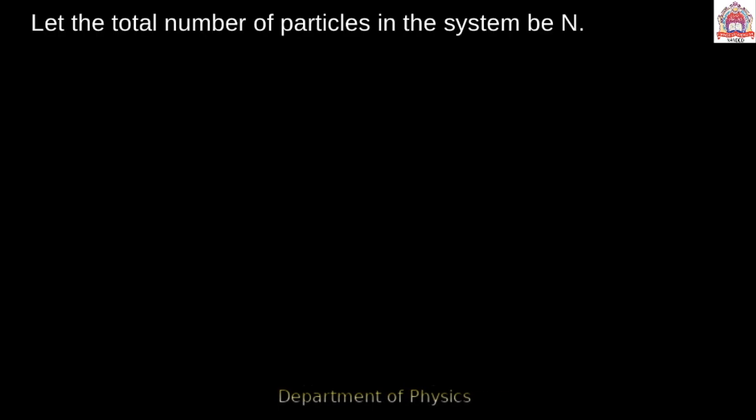To derive the B statistics and distribution law, let us consider a system having the total number of particles N in the system. These particles are all alike and have integer spin. Every particle has a definite energy and momentum and can be represented by a point in the phase space.